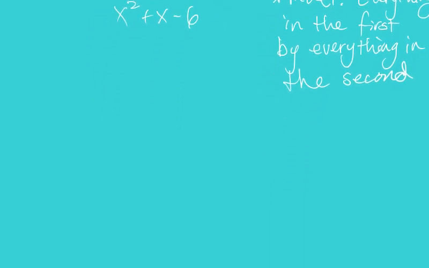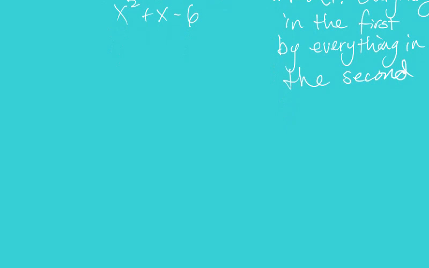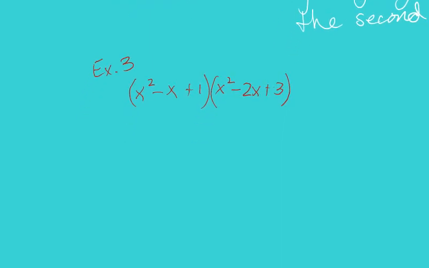So let's make it even more exciting. Perform the indicated operations. So here we go, example number 3. Let's multiply x squared minus x plus 1 times x squared minus 2x plus 3. So now we have a trinomial times a trinomial. So how do you multiply these together?